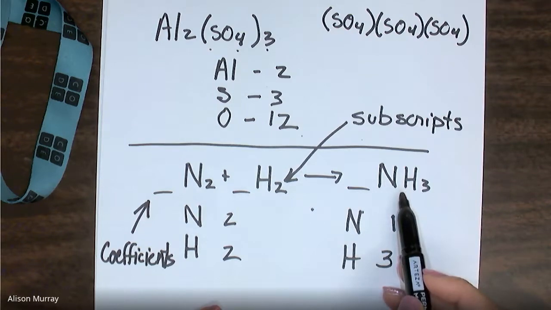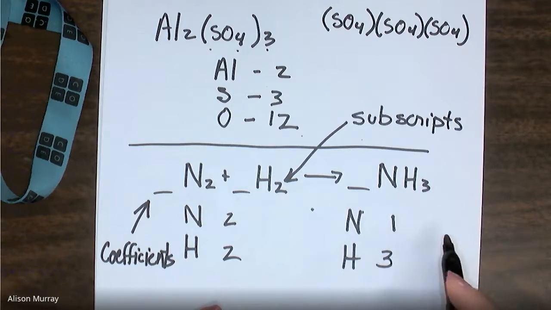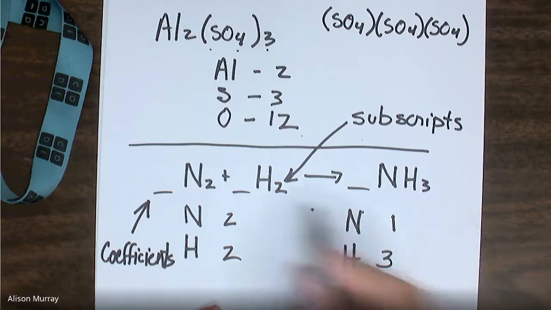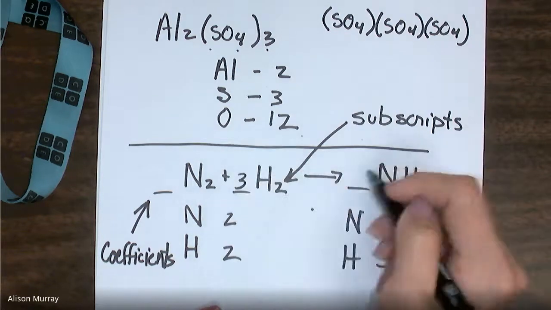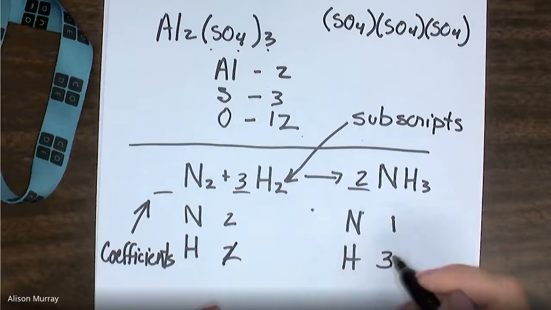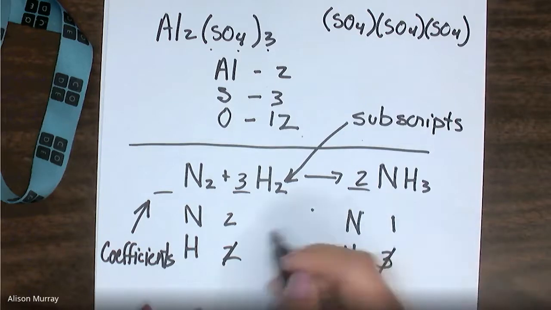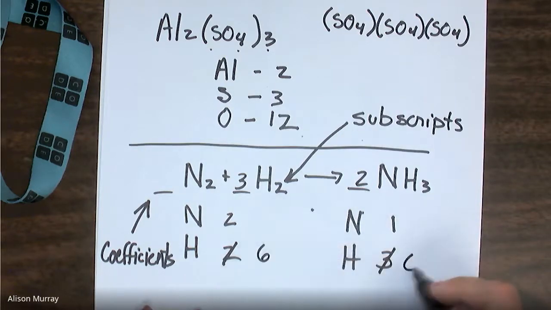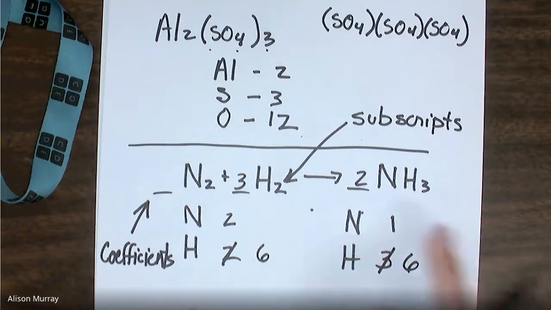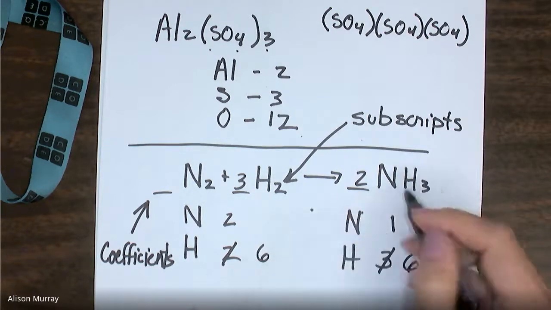I have 3 over here and 2 there. And this is kind of a little bit like least common denominator. If you had 3 and 2, the least common denominator would be 6, right? So let's try to get 6 hydrogens. So now I have 6 hydrogens on both sides, but look, I changed the amount of nitrogens.